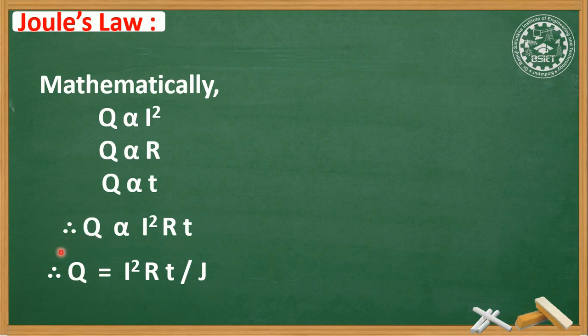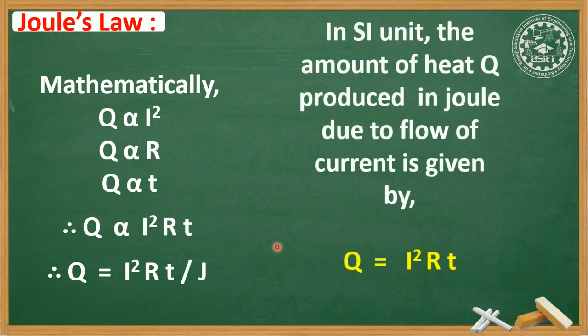So we multiplied this RHS by proportionality constant 1 upon J. Q is equal to I square RT upon J, where J is Joule's constant. In SI unit, the amount of heat Q produced in a conductor due to flow of a current is given by Q is equal to I square RT.